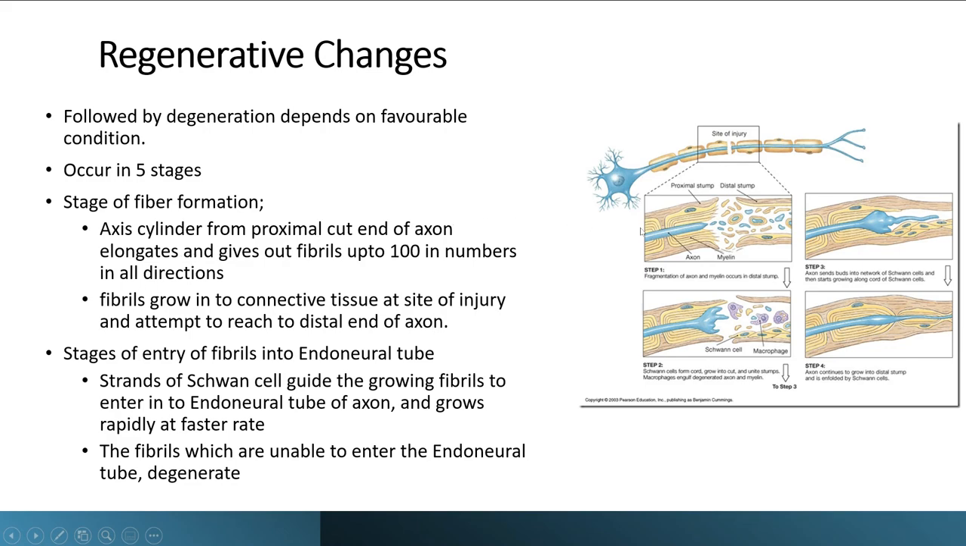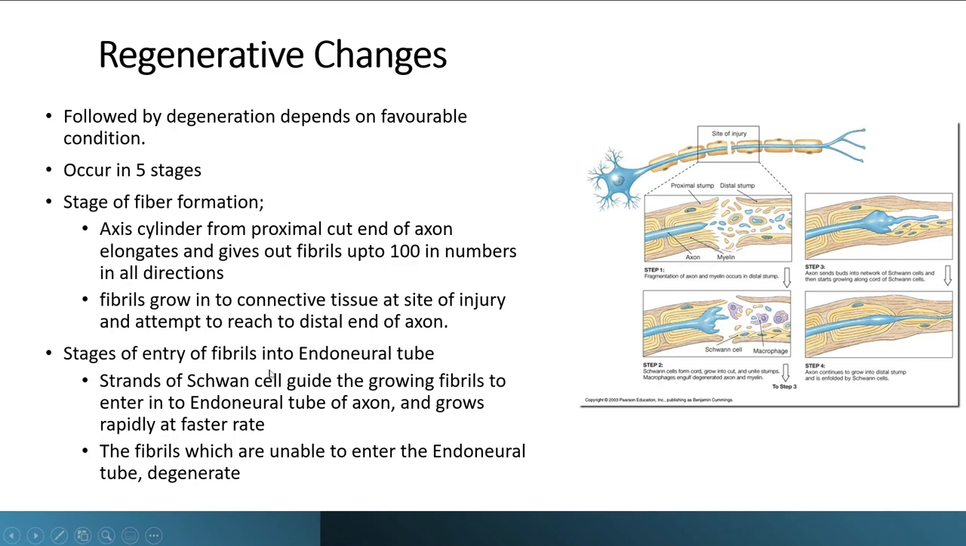What happened? The axis cylinder, this central part: the proximal cut end of the axon elongates and gives out fibrils, up to 100 in number, in all directions. Fibrils grow into the connective tissues at the site of injury and attempt to reach the distal end of the axon. Remember, the connective tissues must be intact; only then will regeneration occur. So the covering is intact and the growth will occur only inside the nerve fiber.